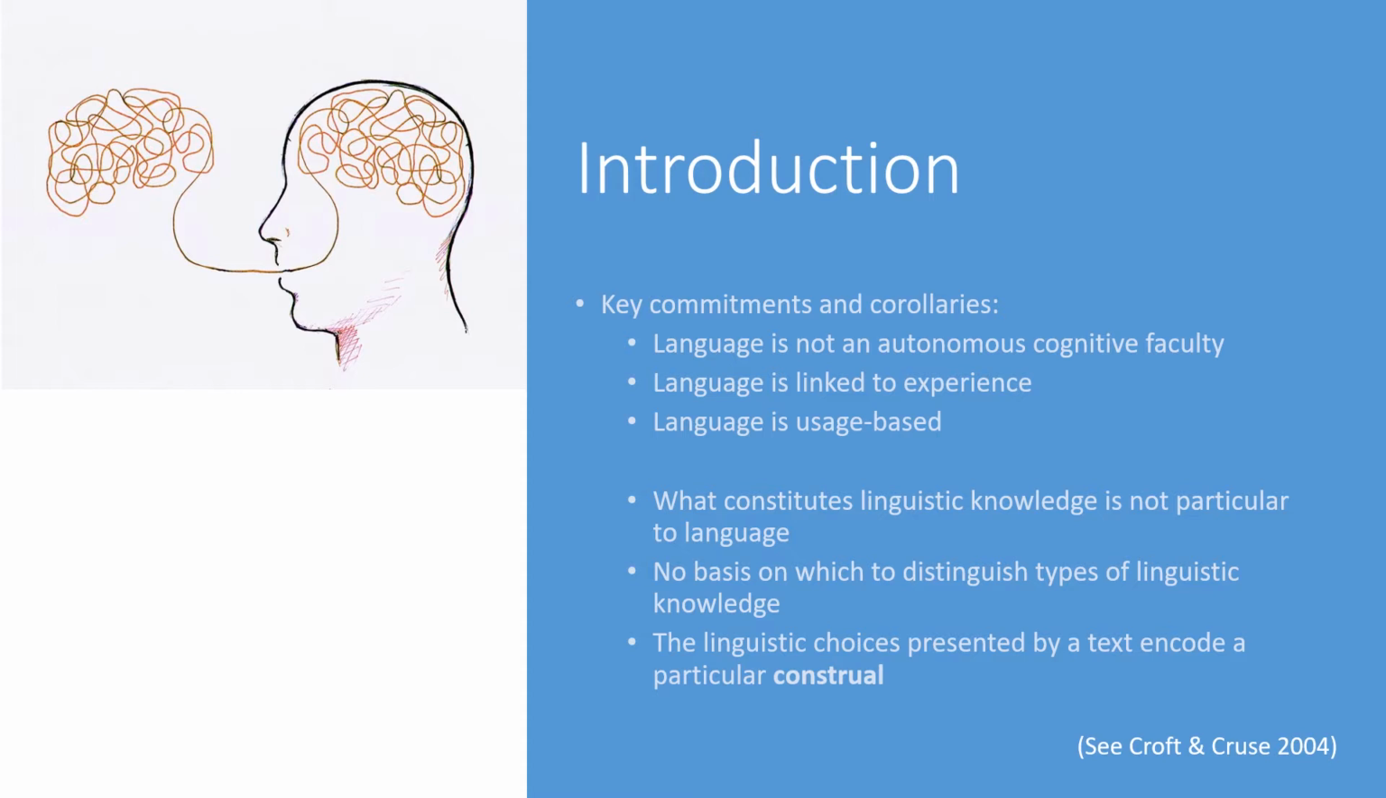For example, to say that language is not an autonomous cognitive faculty runs counter to the claims of Chomsky's generative grammar. According to cognitive linguistics, there is no single module of the mind responsible for language. Rather, language is distributed in cognition, adhering to the same general principles and making use of the same cognitive processes that govern and function in other areas of cognition like memory, reason, and perception.